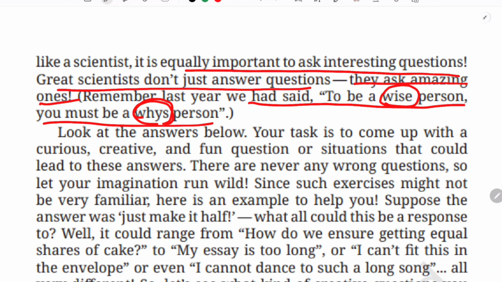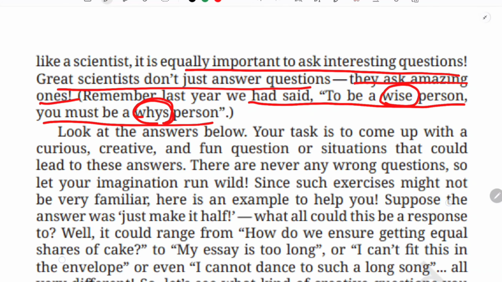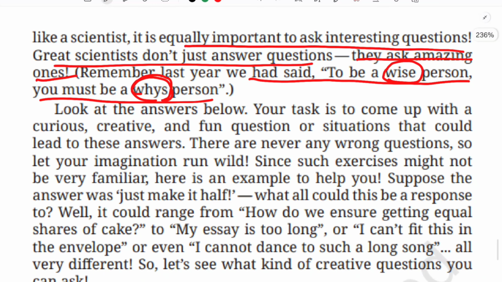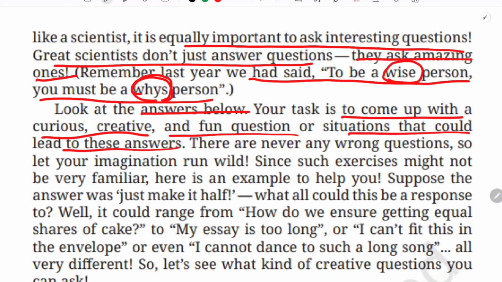Means you need to ask so many questions, only then you will learn so many things, you will enhance so many things about this world, okay. So look at these answers below. Your task is to come up with curious, creative and fun questions or situations that could lead to these answers. Some answers are given here, so you have to make questions according to the answers, okay. You can make different questions for those answers. There are never any wrong questions.